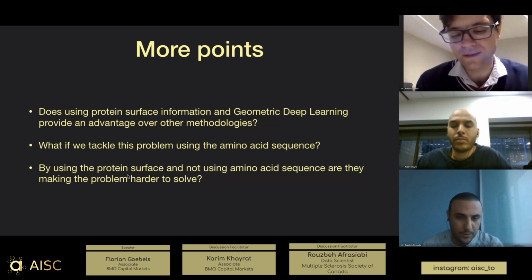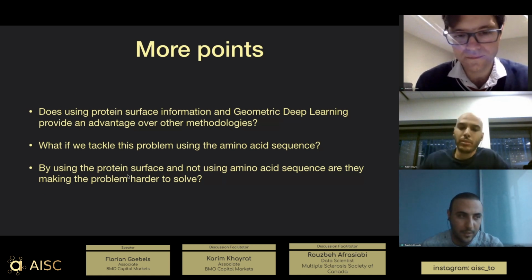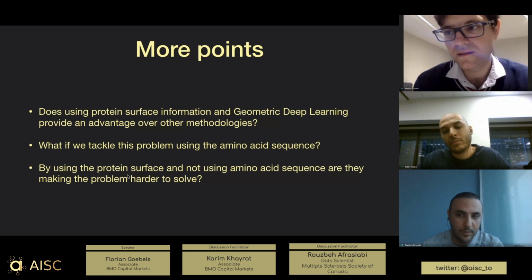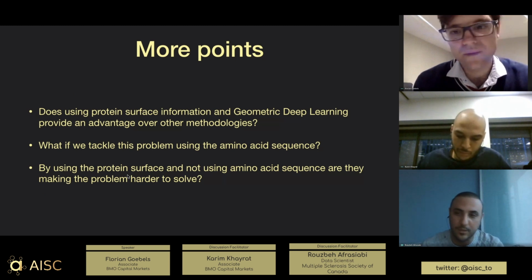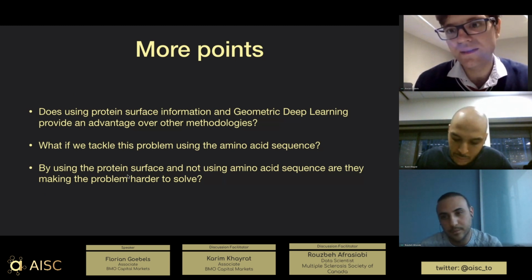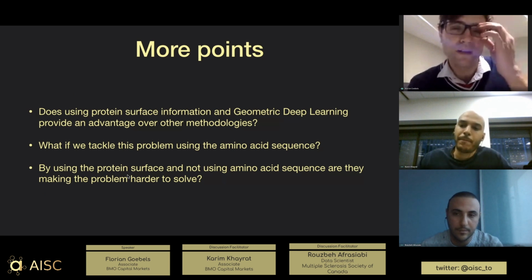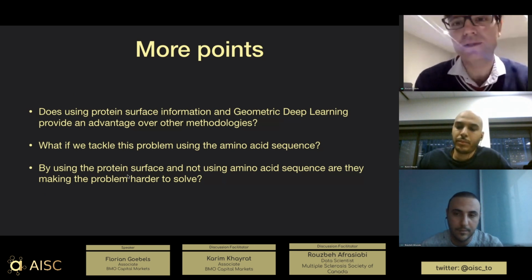So which one do you think requires more processing power? Using amino acid sequence, or creating a model that processes mesh information? I would definitely say amino acid sequence would require more processing power. Yes, because if you want to use amino acid sequence, you have to do sequence alignments and multiple sequence alignments, and they are very expensive to do.